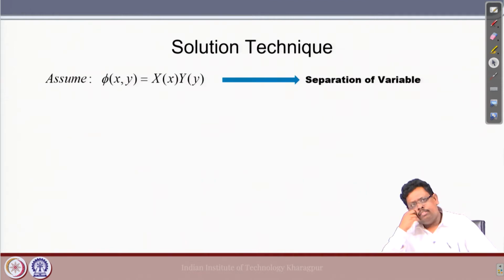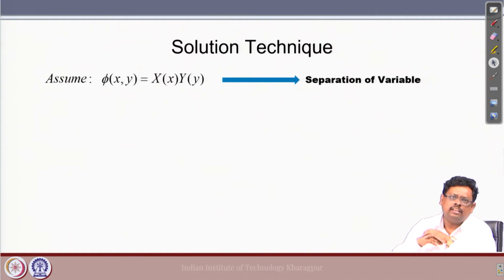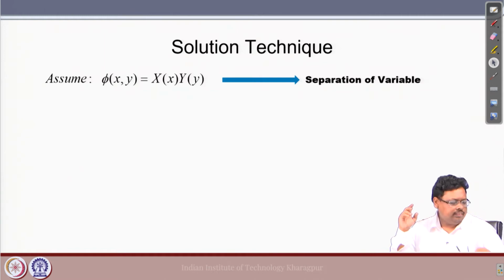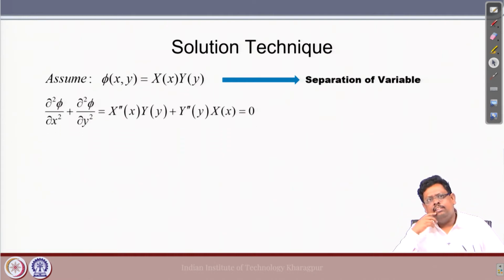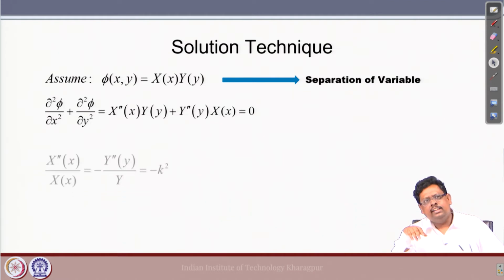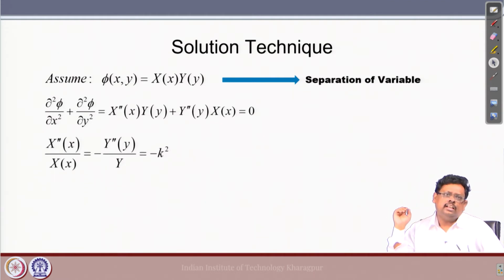Now, assume that your phi is, this is called the separation of variables. This phi is a function of x and y, it is a two dimensional problem, and I separate this solution into X, which is only a function of x, and Y, which is only a function of y. Now, if you substitute this in the Laplace equation, then we get X double dash into Y plus Y double dash into X. Now, if I rearrange this, then we get X double dash by X minus Y double dash by Y equal to minus k square.